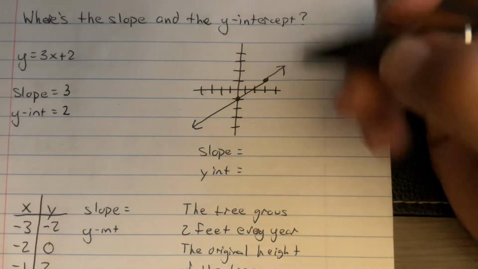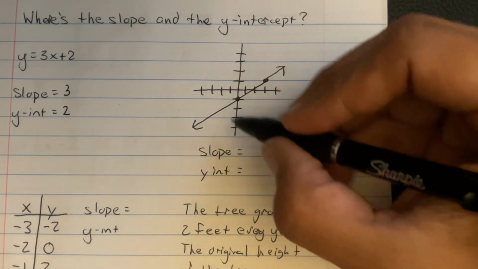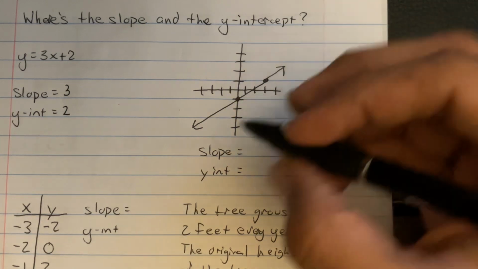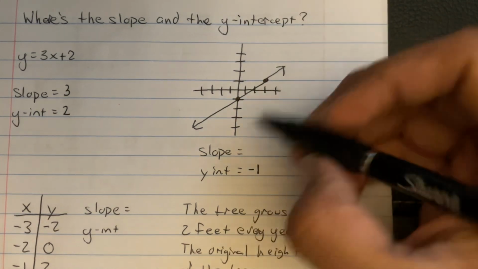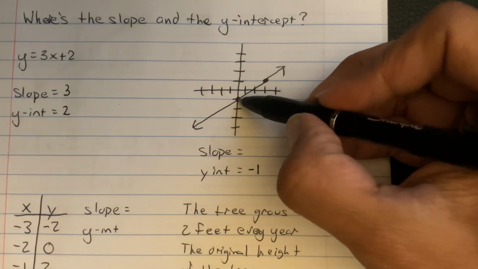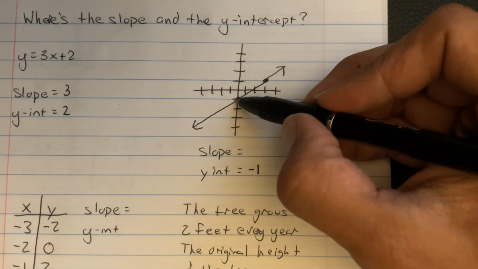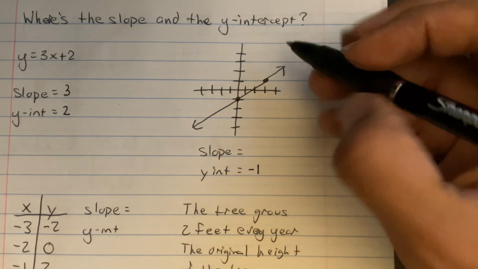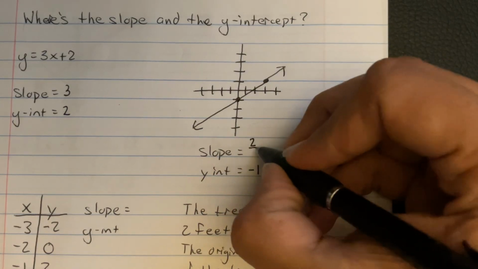Here, the y-intercept is going to be the start point, which in this situation is -1. And then the slope is going to be how this dot gets to that dot, which is up 2 to the right 3. So 2 over 3.